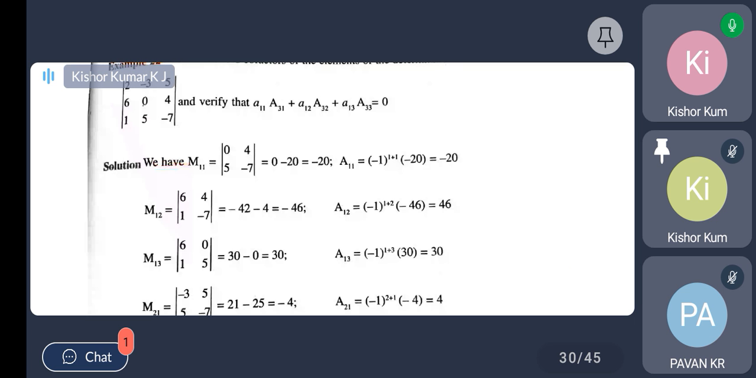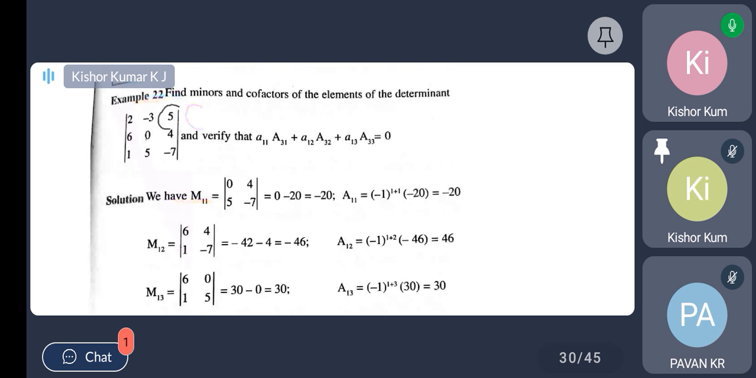M13, the third element. Delete the corresponding row and corresponding column. You will get 6, 0, 1, 5. Now do the multiplication. 6 into 5 is 30. Minus 1 into 0 is 0. 30 minus 0 will give us 30.